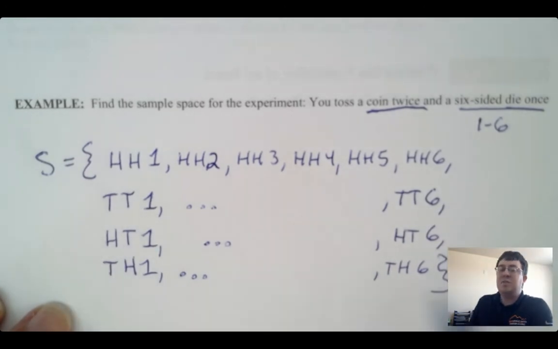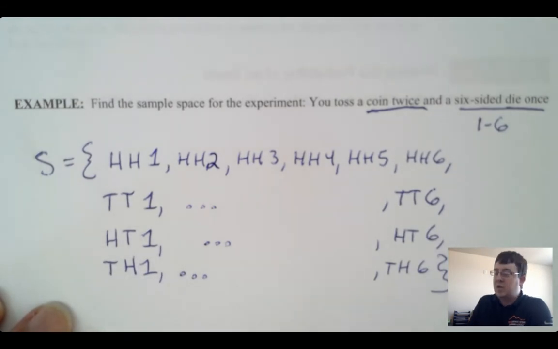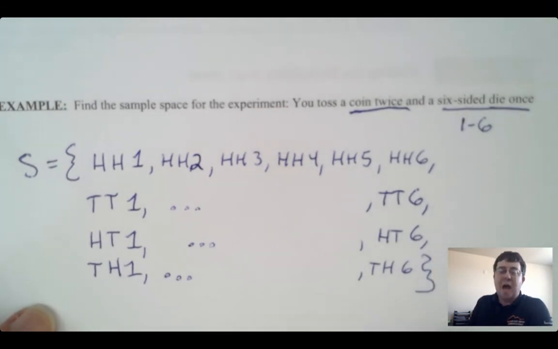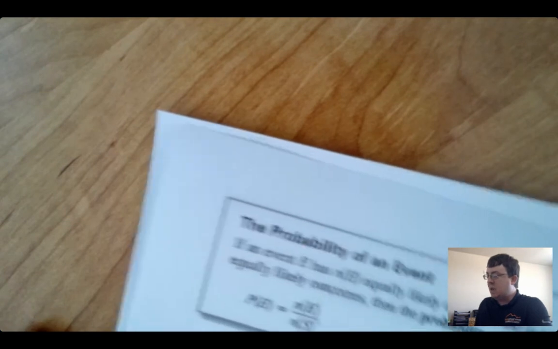So I have lots of different options here. 6 times 4, there's 24 different options here, 24 different outcomes in my sample space. Cool. So let's go ahead and talk about probability.